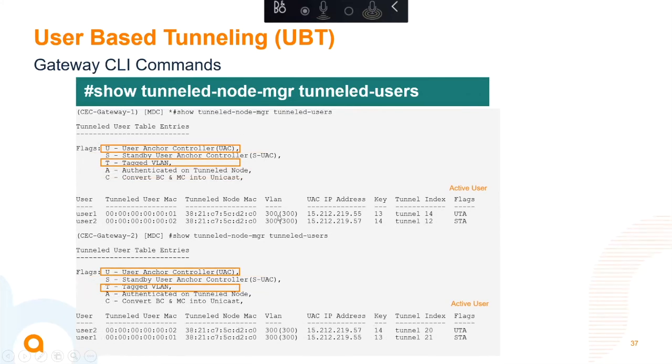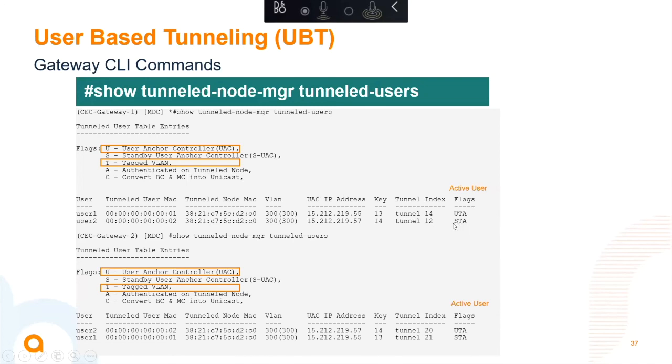The second one is if you want to see the users on the gateway, we can issue the command show tunnel node manager tunneled users. It will show all the users being tunneled to that gateway, and you can see the username and the MAC address. You can also see the user role VLAN in case of VLAN extend mode. In case of reserved VLAN, it will be the reserved VLAN here.